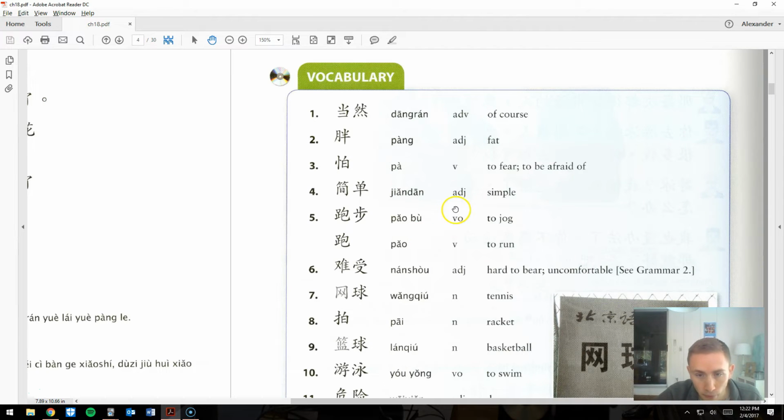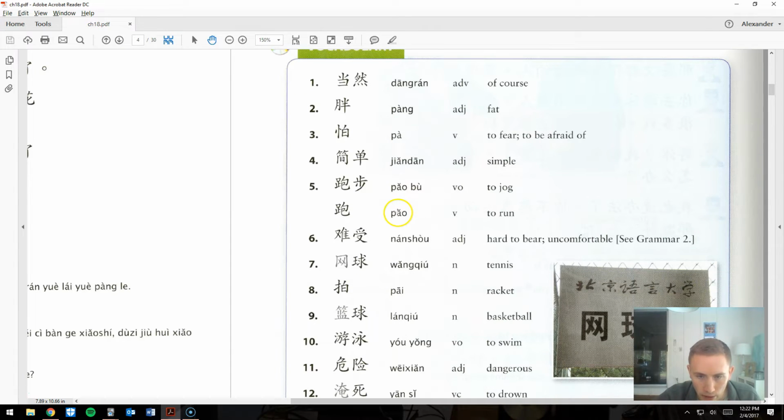Okay, pao bu. Pao bu is kind of a holdover from the very first semester of Chinese that I took. It's a very simple phrase that a lot of people learn. So for pao bu, I don't have any images. Okay, nan shou. Nan shou means hard to bear or uncomfortable.